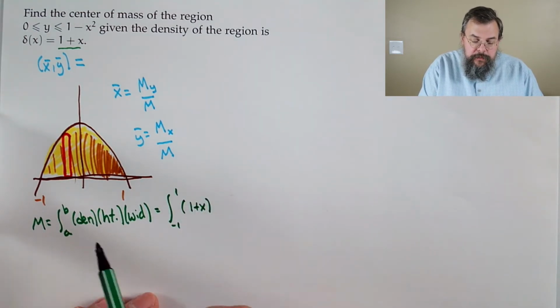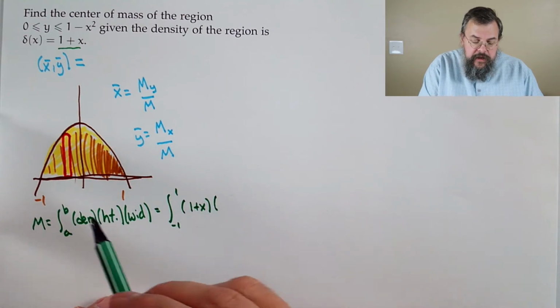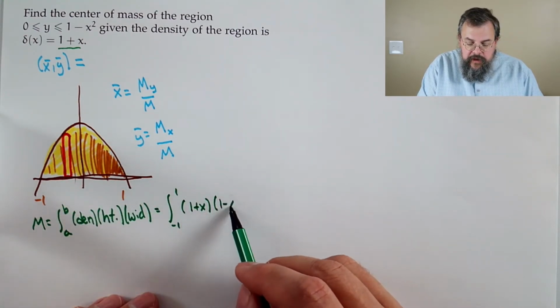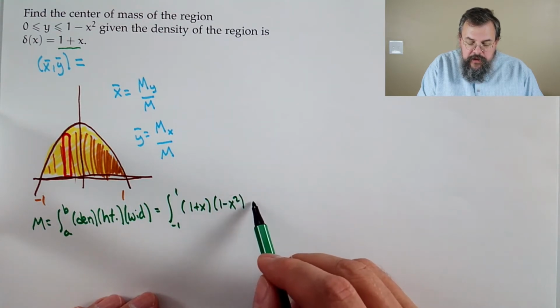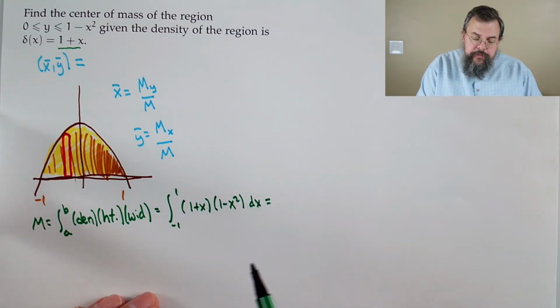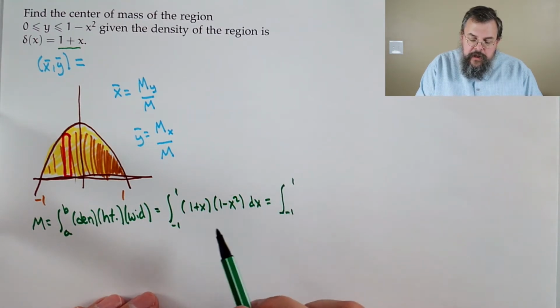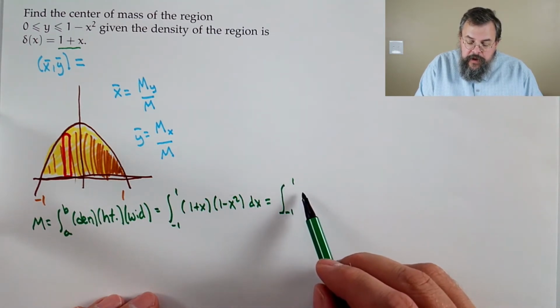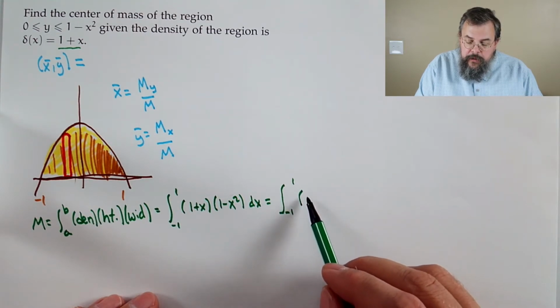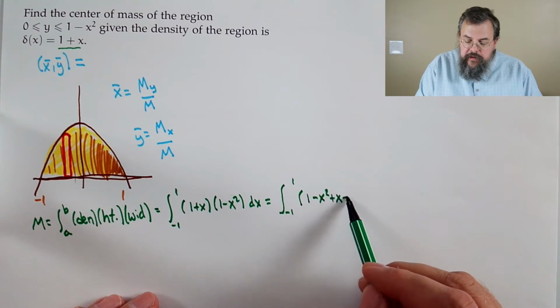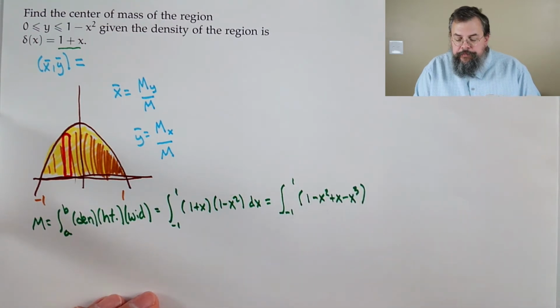So density is 1 plus x. The height from bottom to top, well, that's up to the curve, 1 minus x squared, and the width is dx. So this becomes the integral from -1 to 1. Multiply it out, we're going to get the following: 1 minus x squared plus x minus x cubed.